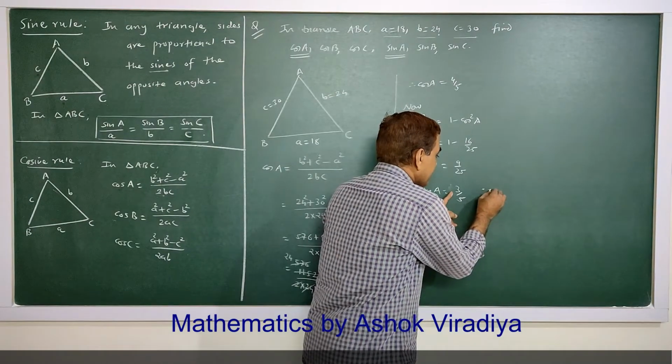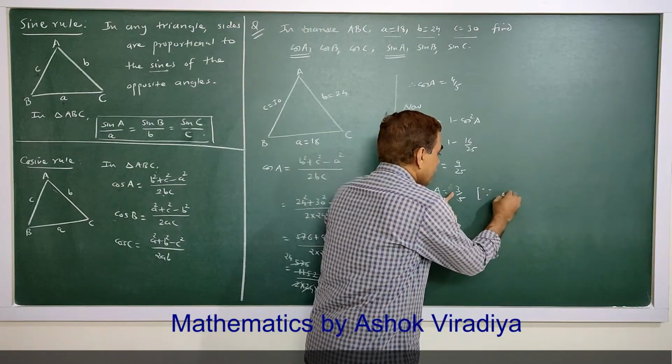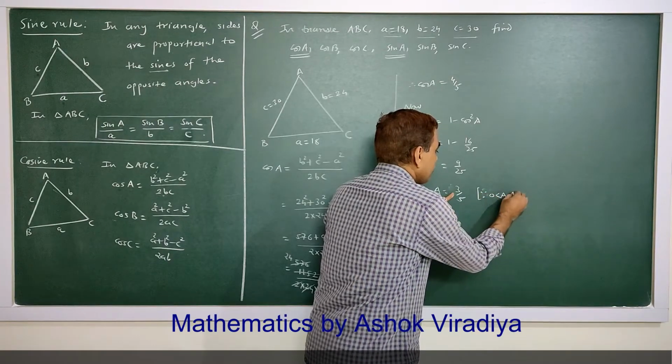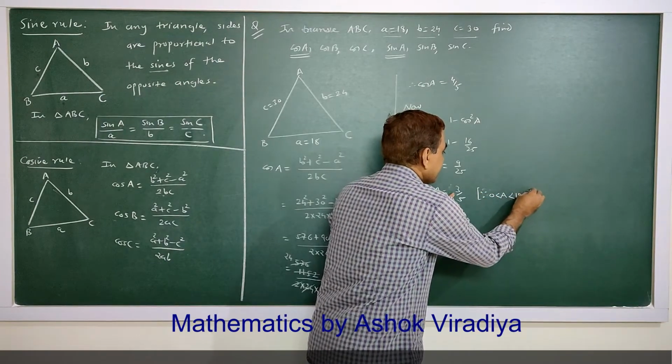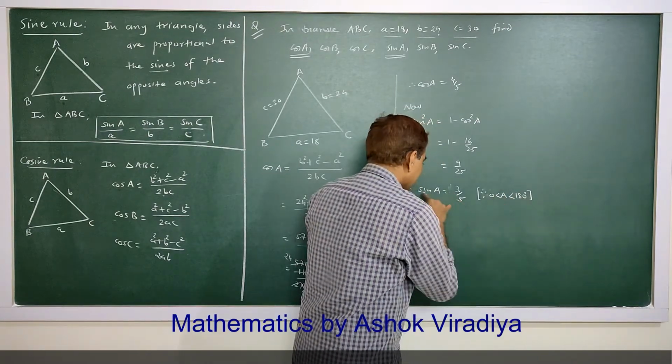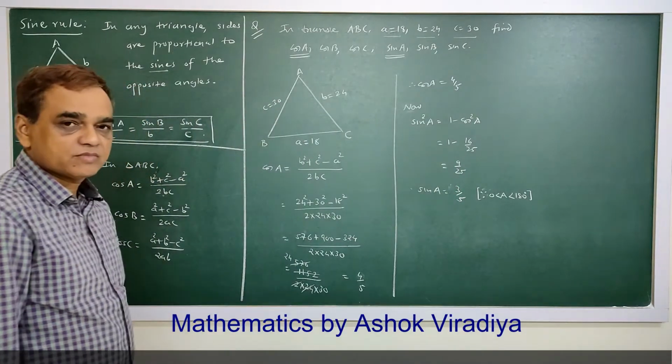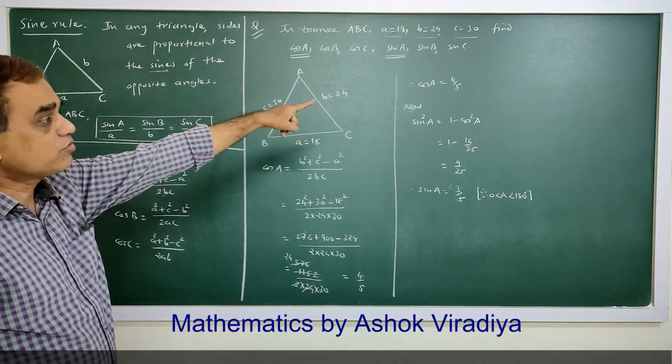Here I am putting the reason: because it's an angle of a triangle, the value of A will be from 0 to 180, and in the first and second quadrant, sine is positive. That's why we don't take the negative value here. Cosine can be negative, not sine.